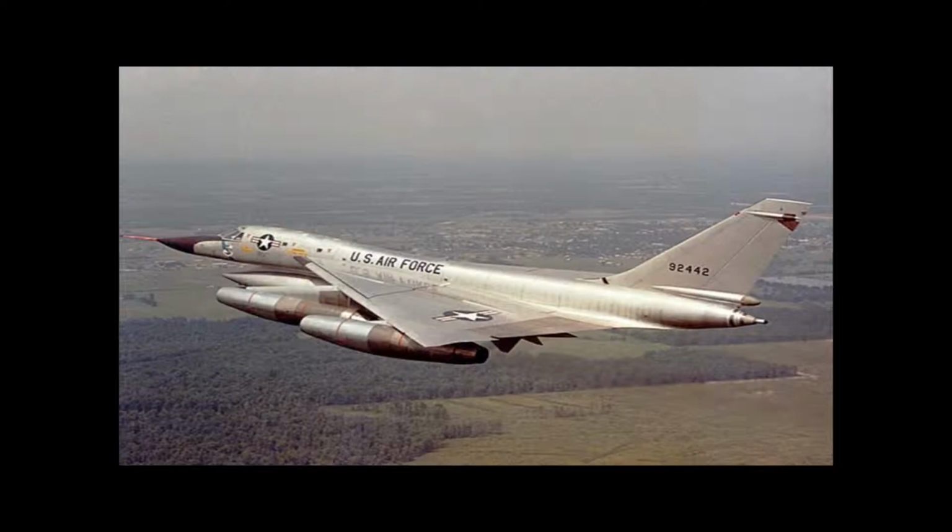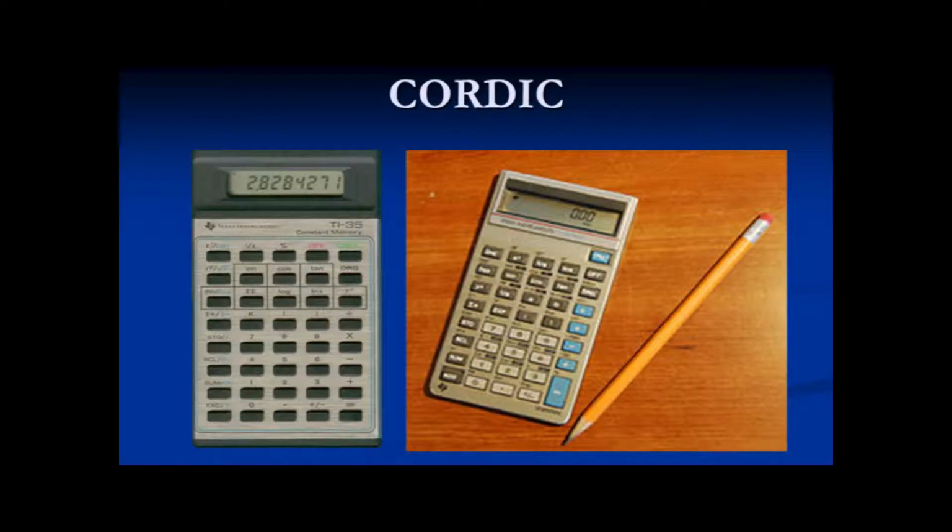In Jack's day, the CORDIC algorithm was used to replace the analog computers in the B-58 bombers. In 1979, Texas Instruments made the TI-35 calculator, which used the CORDIC algorithm to compute various trigonometric, hyperbolic, linear, and logarithmic functions. Today, the formula has been expanded and has many digital applications, including math coprocessors, radar signal processors, robotics, and software-defined radios.